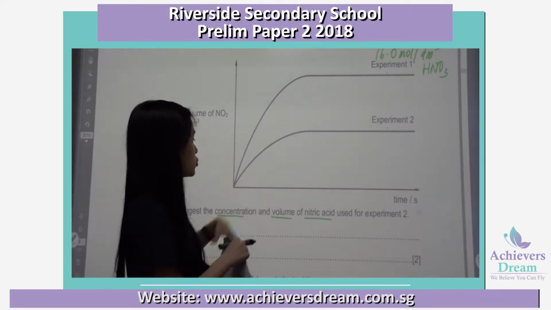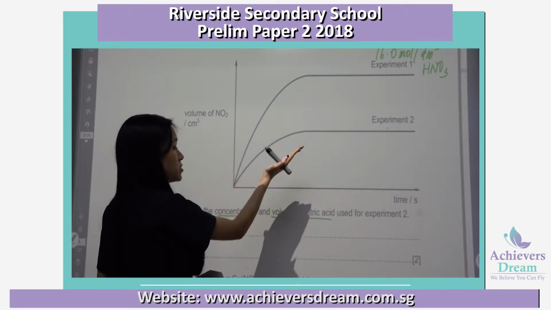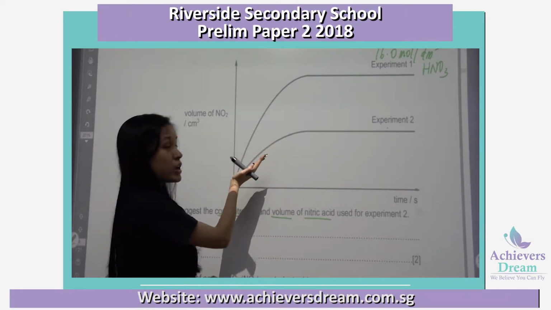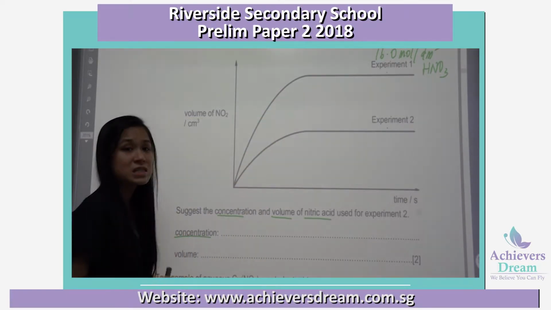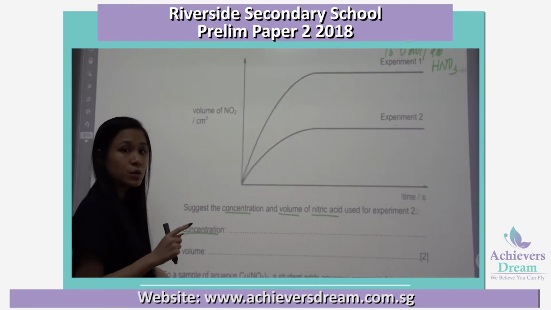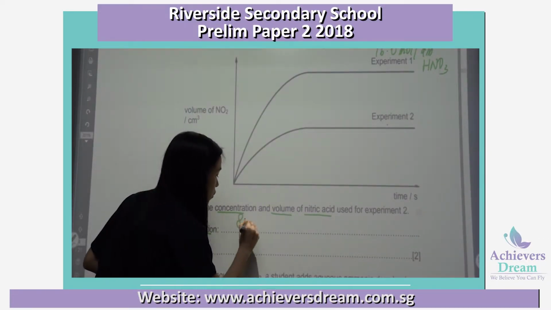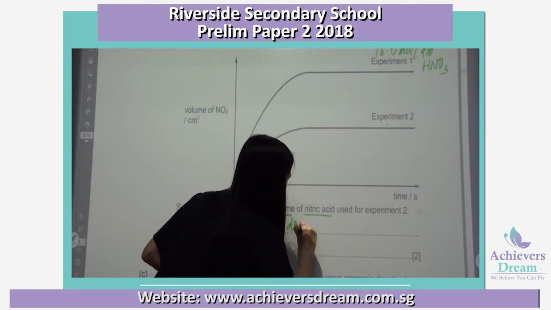So the first thing, we'll take a look at concentration. What do you realize about the initial rate of reaction? For experiment 2, it is much lower as compared to experiment 1. So what does this tell us about the concentration? It means that the concentration of nitric acid will be lower, so it will be 8.0 moles per dm cube.